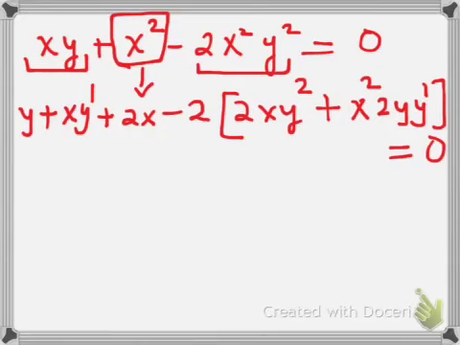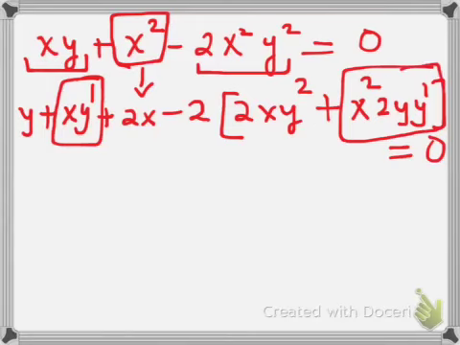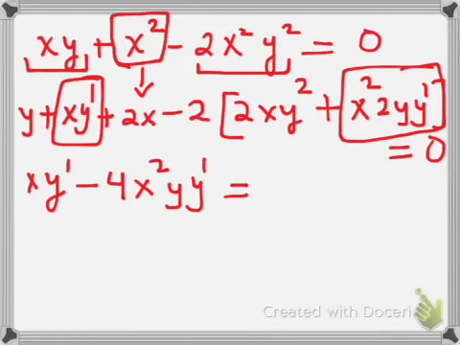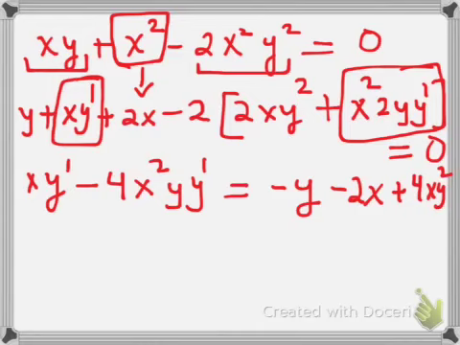Okay, let's collect the terms with y prime. One is right here with y prime and one is right here with y prime, right? So let's collect them. I have xy prime, right, this one, minus this 2 when distributed becomes 4x squared y y prime equals, I'm taking everything else on the other side, so it's a negative y minus 2x, and then this becomes plus, so plus 4xy squared. Just look at it if it's correct. Yes, that looks correct.